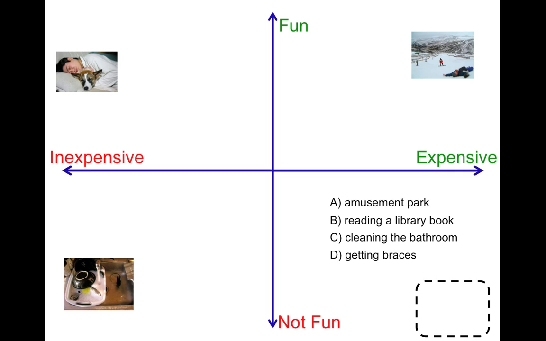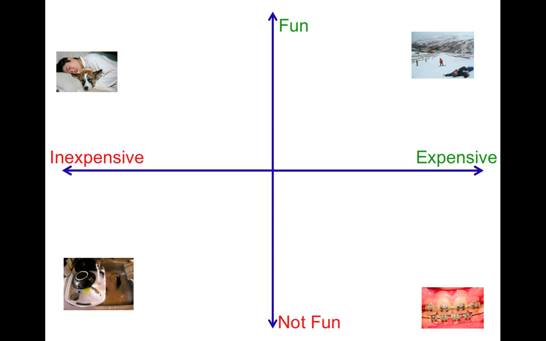Amusement parks are fun. Reading a library book is inexpensive and also pretty fun. Cleaning the bathroom is not expensive, but getting braces, that costs a lot of money and it is not fun. So we have examples of our broad categories, but we might want to compare two similar activities.